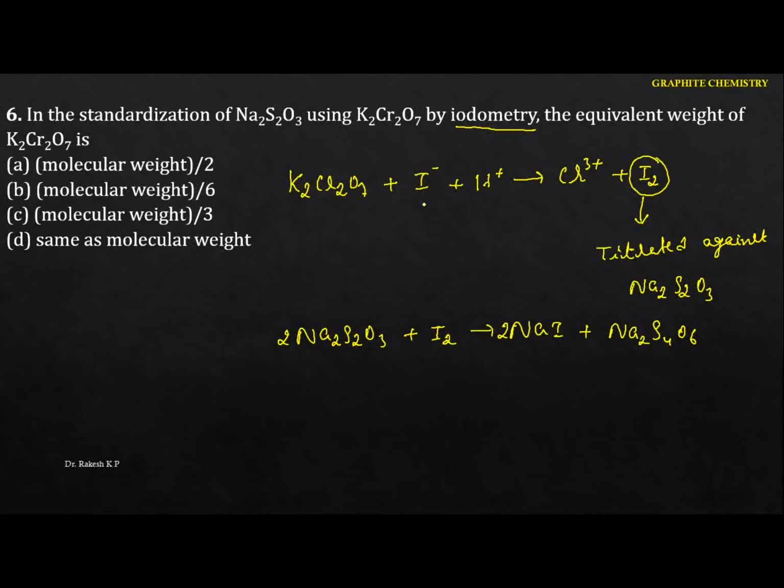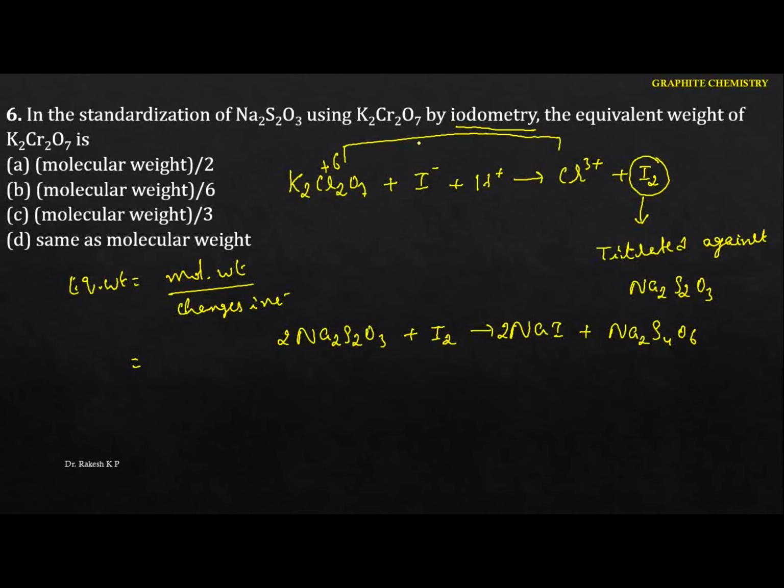Remember one thing: for iodometric, there is a liberation of iodine, but here you have to calculate the equivalent weight of potassium dichromate. We know the equation: equivalent weight is equal to molecular weight divided by the change in electrons, or the change in oxidation state. If you calculate here, you are going to get +6 going to +3. Just identify this.